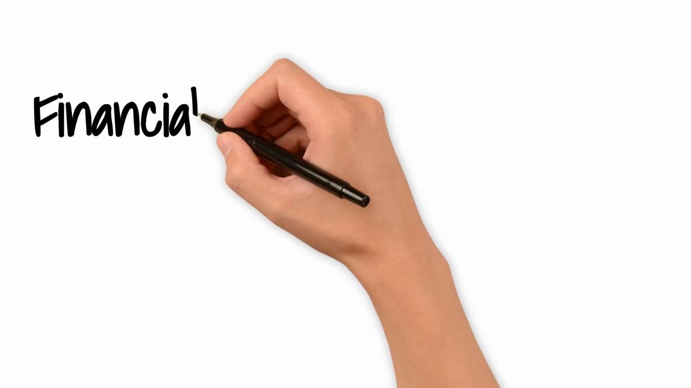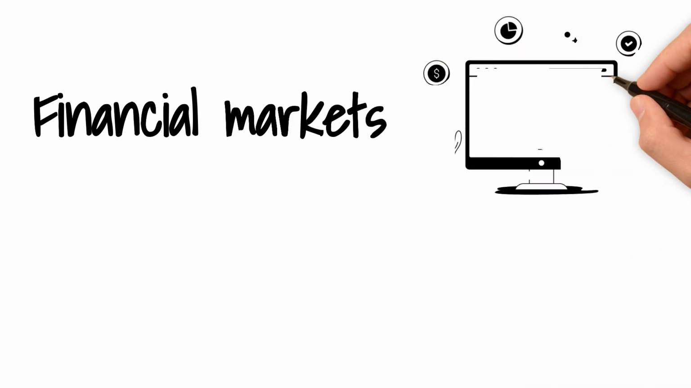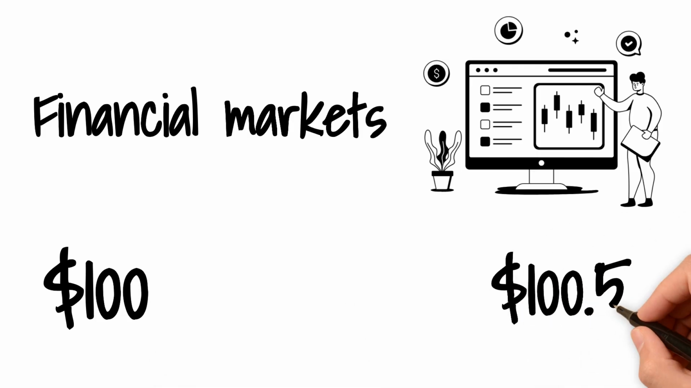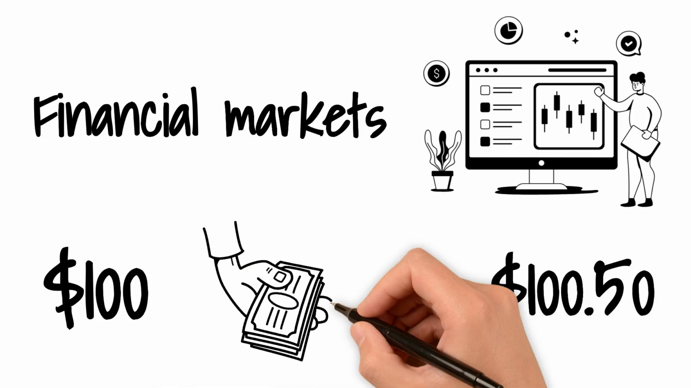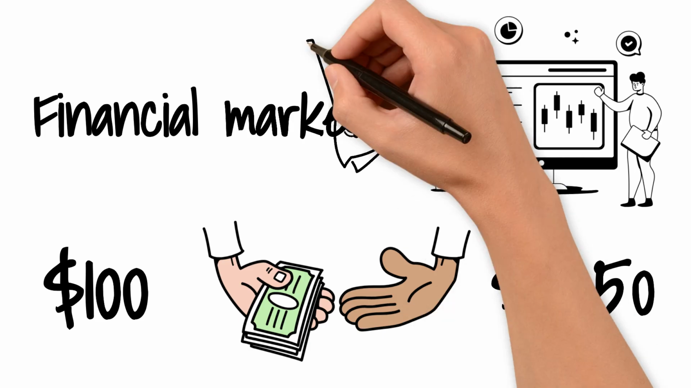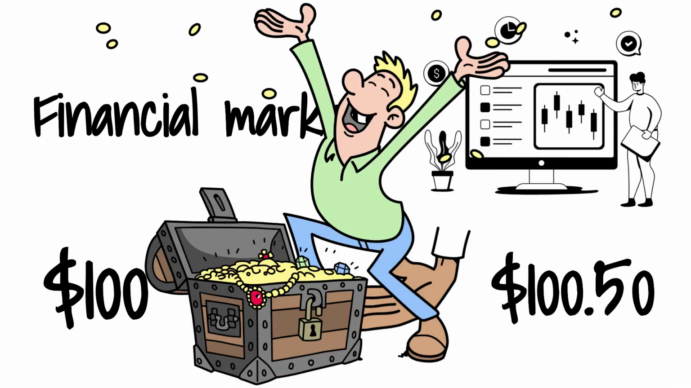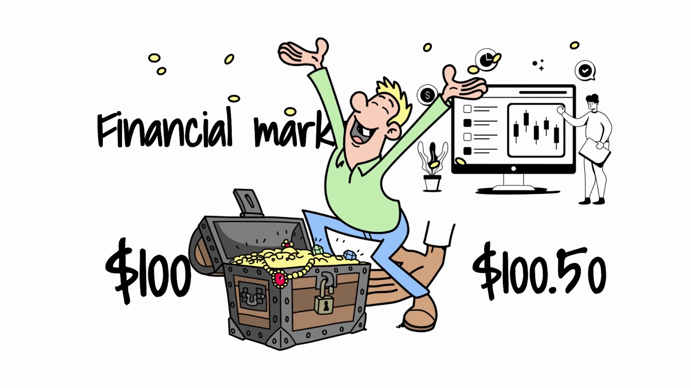The same thing happens in financial markets. Imagine a stock trading for $100 on one exchange and $100.50 on another exchange. An arbitrage trader buys the stock where it's cheaper and sells it where it's more expensive. Instantly. The profit may seem small, but when done at scale, it adds up fast.